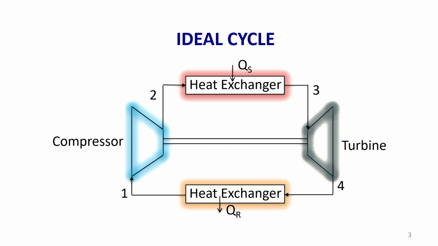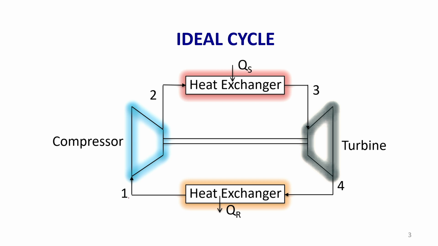So, this is the construction of an ideal Brayton cycle. When we talk about Brayton cycle, actually there are two cycles, one is a closed cycle, another one is an open cycle. So, the schematic which is shown now is a closed system, a closed cycle. There are four major components: compressor, two heat exchangers and turbine. So, let me explain the ideal cycle first.